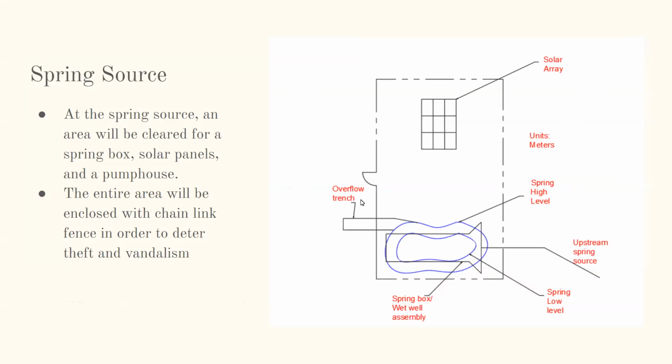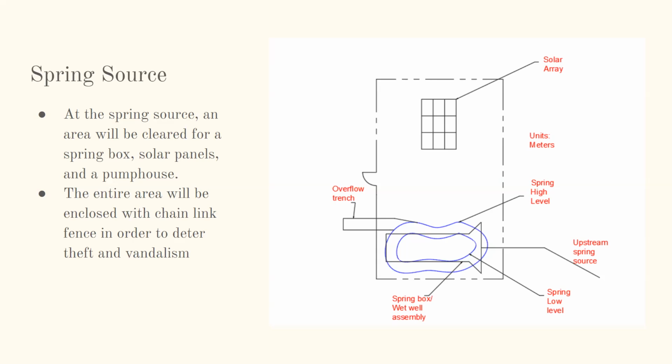Getting into the design at the spring source, the pump will be solar powered. This is just a little overview. The blue lines are the spring, and the spring box is sitting right over top of it to capture that water. Then there will be a 9-panel solar array hooked in. Panama gets a lot of sun, so we've determined this is an adequate amount of power to run this pump.